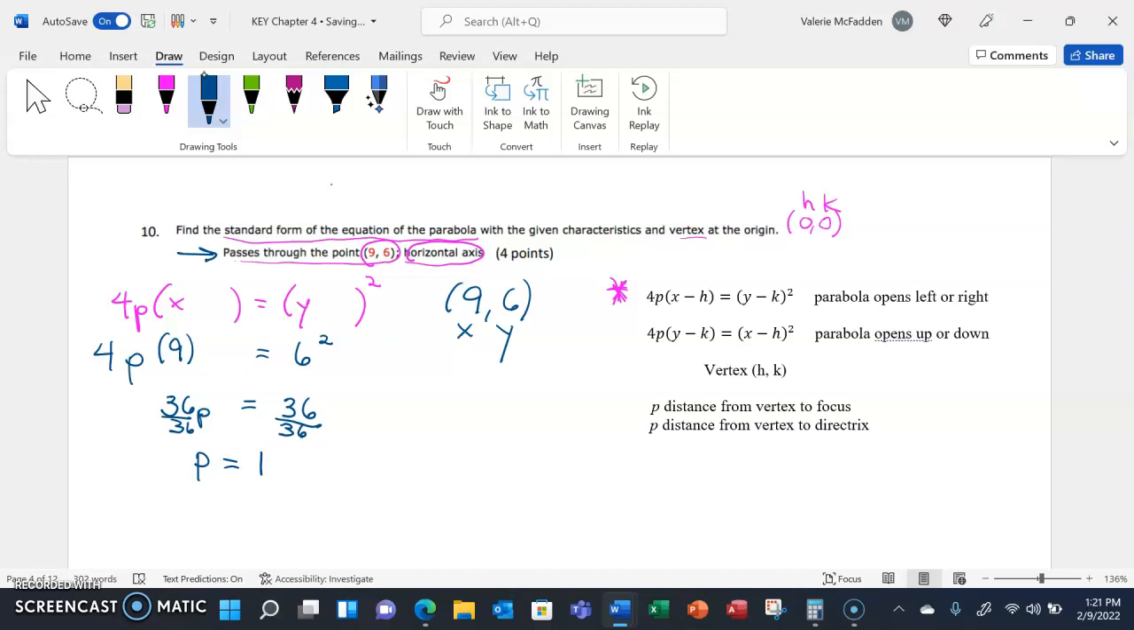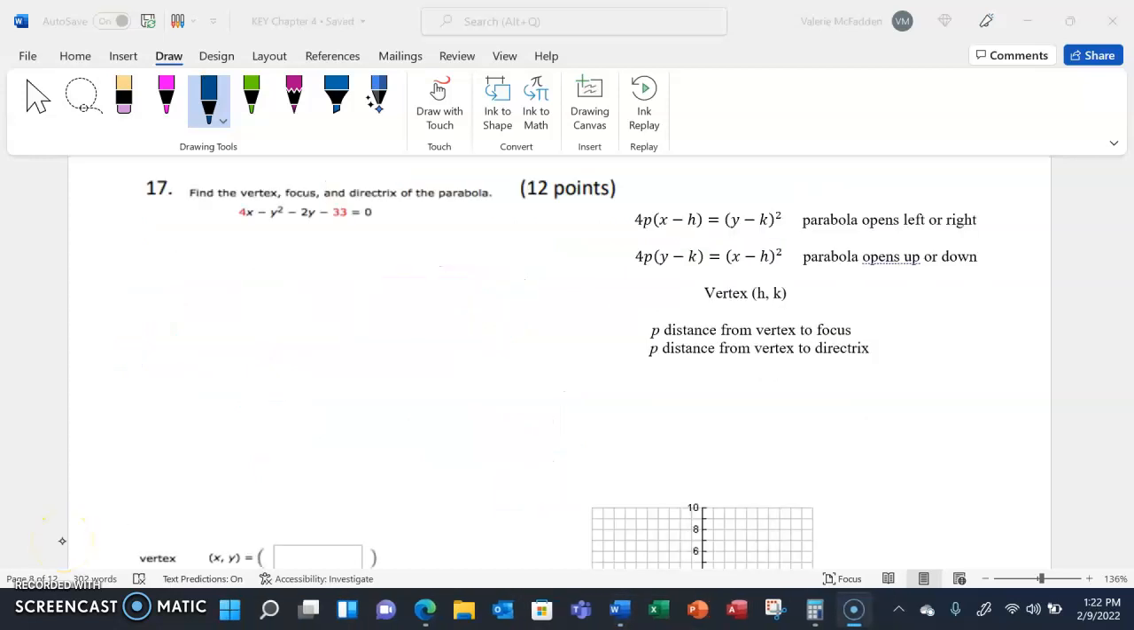P would equal 1. So when we go back, we have to plug in the p value. We would be plugging in p, h, and k, but of course, h and k are both 0, and p is 1. So we're going to have 4 times 1 times x equals y squared. So 4 times 1 is 4. So 4x equals y squared. That's the equation of our parabola.